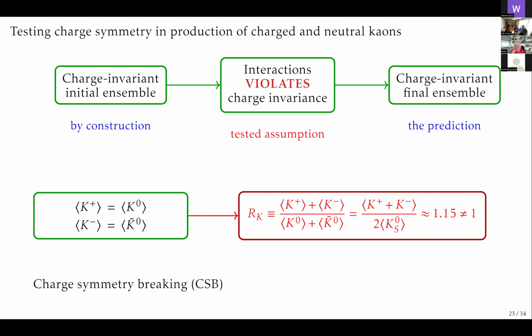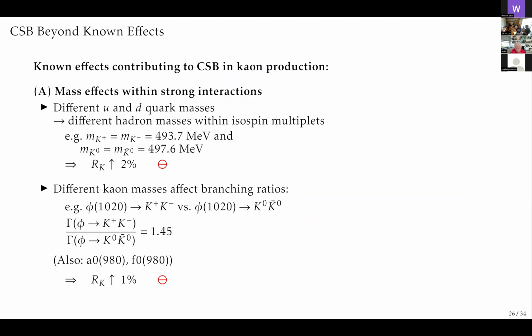Right. So from what we've seen, it would seem that this tested assumption is being violated. We measured this RK to be different from 1, and we'll call this the charge symmetry breaking. And now I will go through a couple of effects that you already asked about, which are known effects contributing to this symmetry breaking in kaon production.